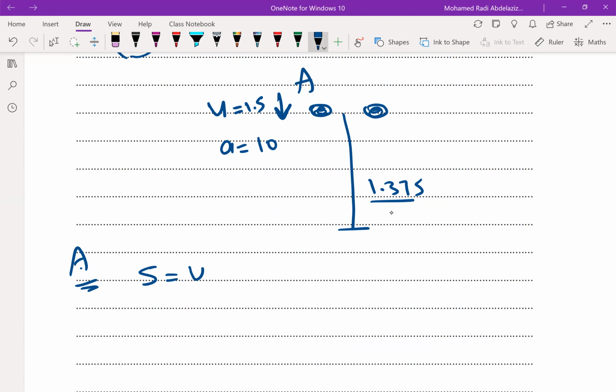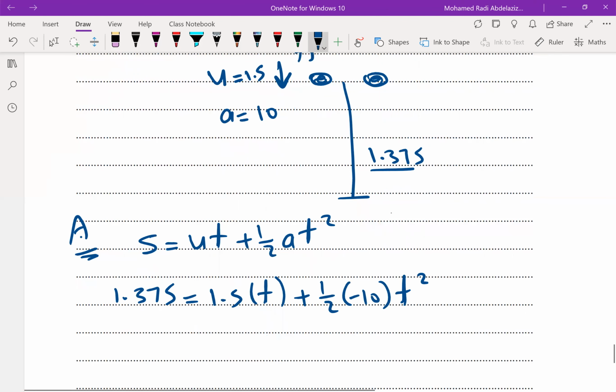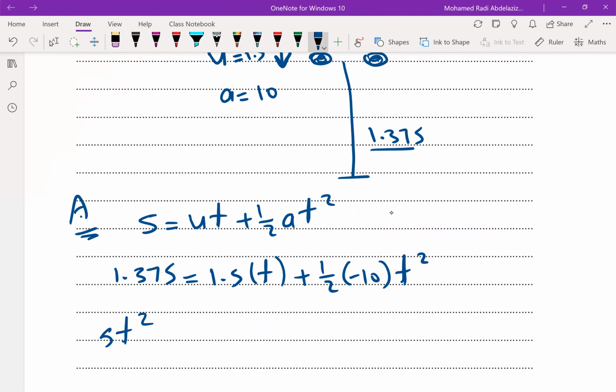You can use s equals ut plus half at squared. The displacement is 1.375, equal to initial velocity 1.5 multiplied by t plus half of negative 10 times t squared. By solving this equation, it will be 5t squared minus 1.5t plus 1.375 equals 0. Mode 5-3 can solve this equation.